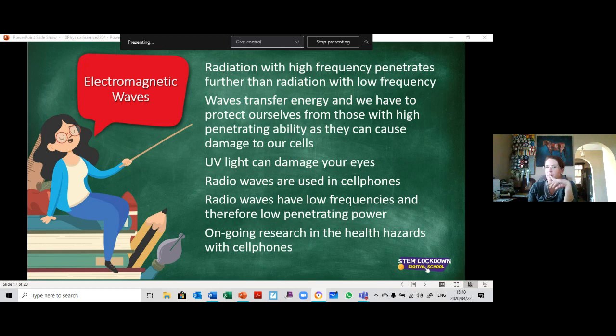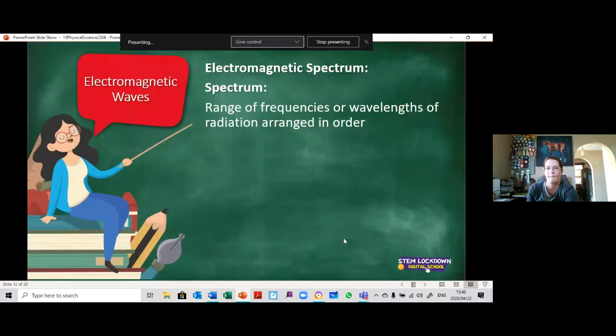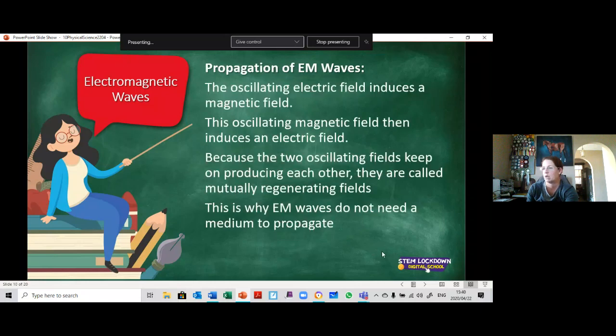Okay, right. We've got roughly 5 minutes left. Let me go back to what is important. This part here is important: how they propagate and the energy they carry.